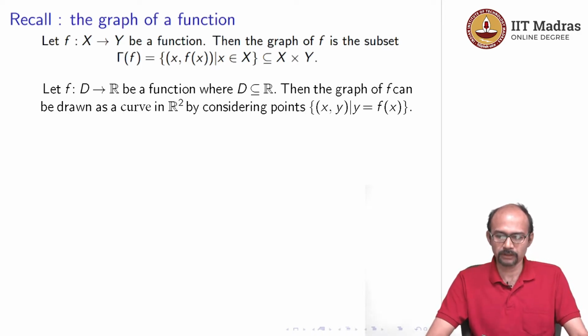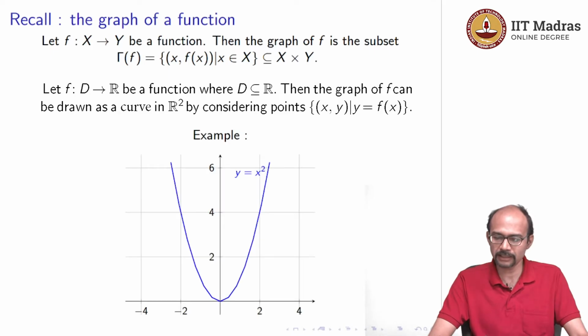Okay, so if f is a function from D to R where D is a subset of the real numbers, then the graph of f can be drawn as a curve in R^2 by considering the set of points (x, y) such that y is equal to f(x). And here is an example. Here is y equals x squared, and this is how you would draw that graph by plotting (x, x squared). If you do that, you will get the parabola that is drawn here.